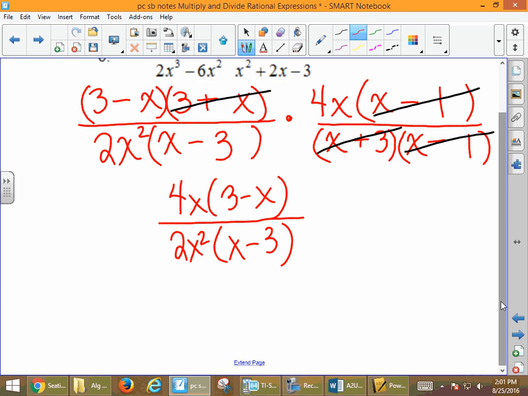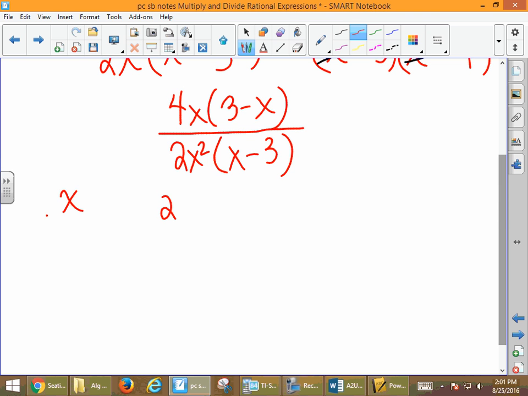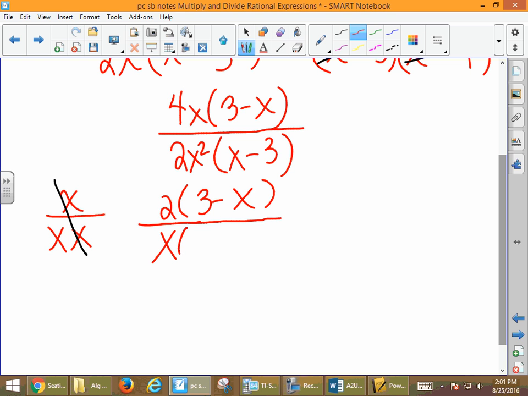In other words, what's 4 divided by 2? It's 2. X divided by x squared. Well, if you're unsure, remember, here's x and there's x squared. Not very much to write out. When we cancel something out, we're left with an x down here in the denominator. And we still have the 3 minus x and the x minus 3.